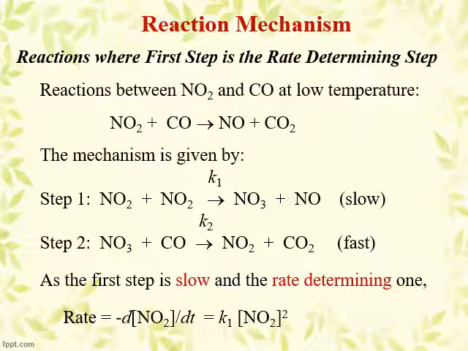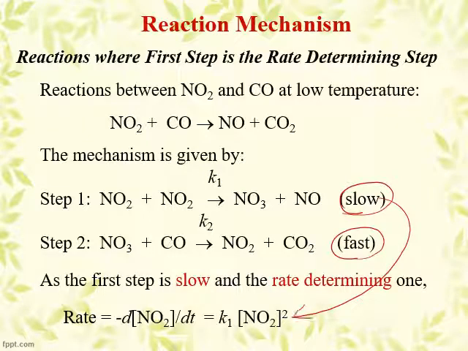This is another example, the reaction between nitrogen dioxide and carbon monoxide at low temperature to produce nitrogen oxide and carbon dioxide. It is a two-step mechanism in which step 1 is a slow step, followed by step 2, which is a fast reaction. When we write the rate law, we use the rate determining step, which is the slow step, step 1 here. 2 NO2, so NO2 squared.